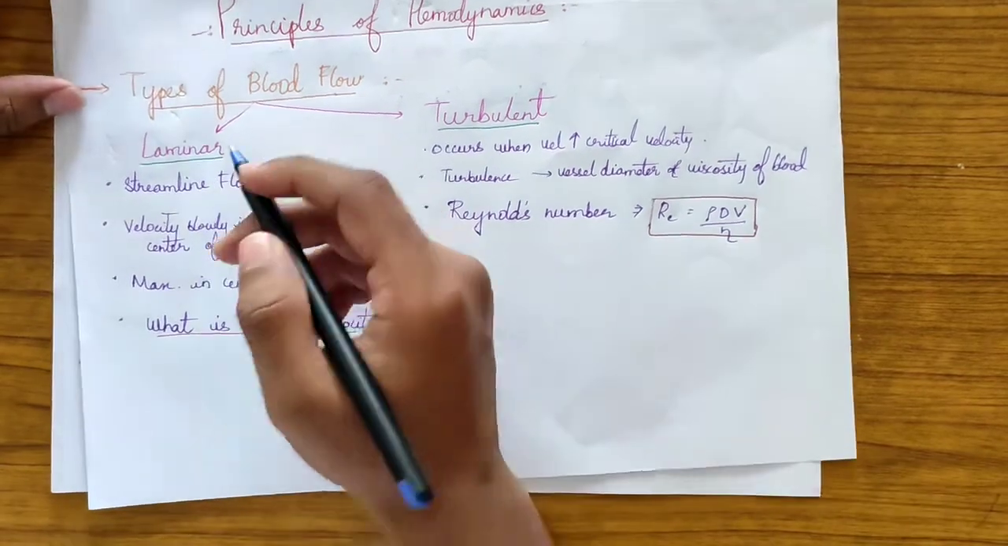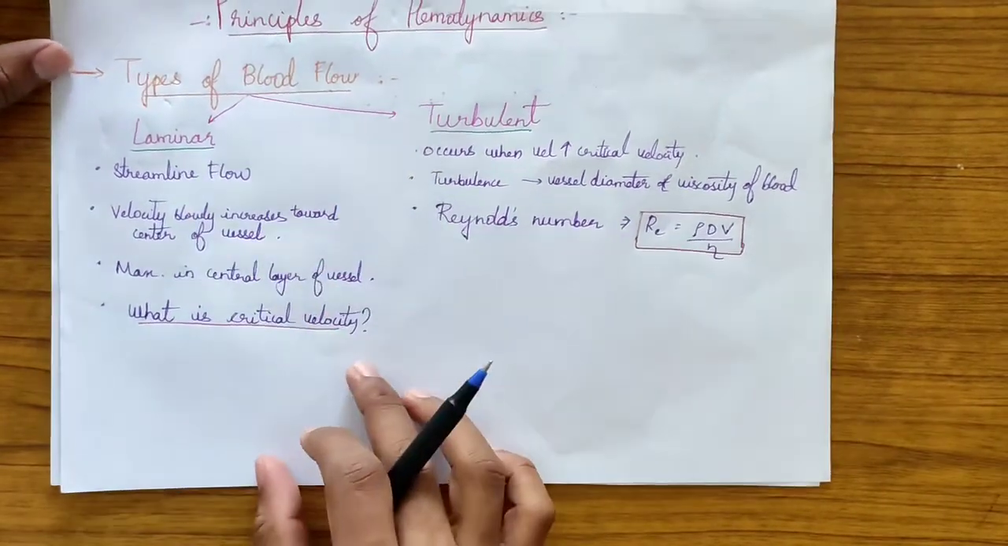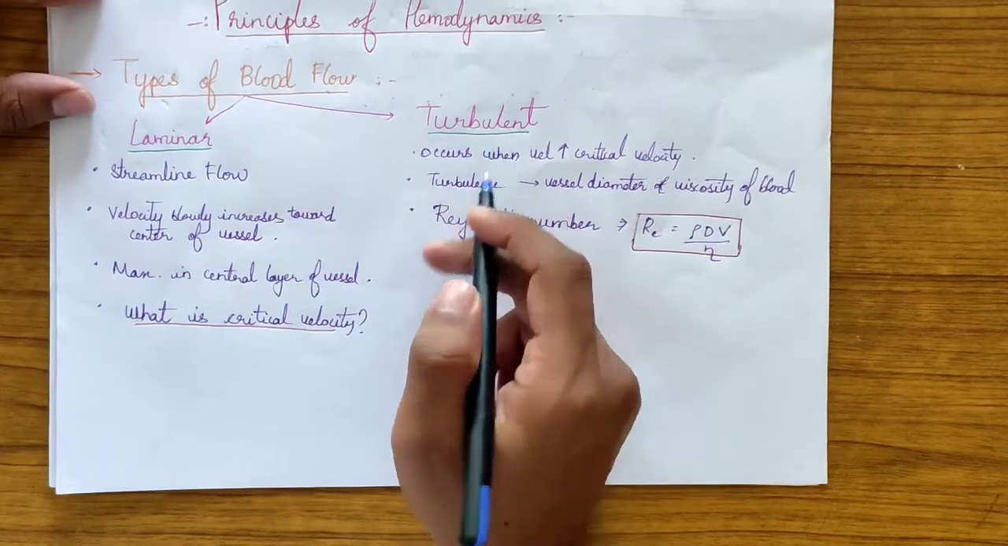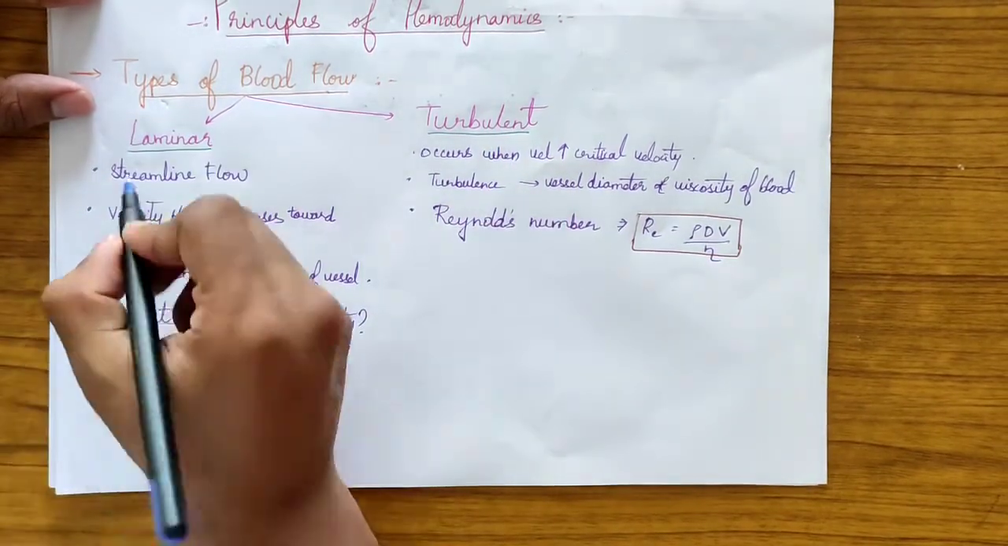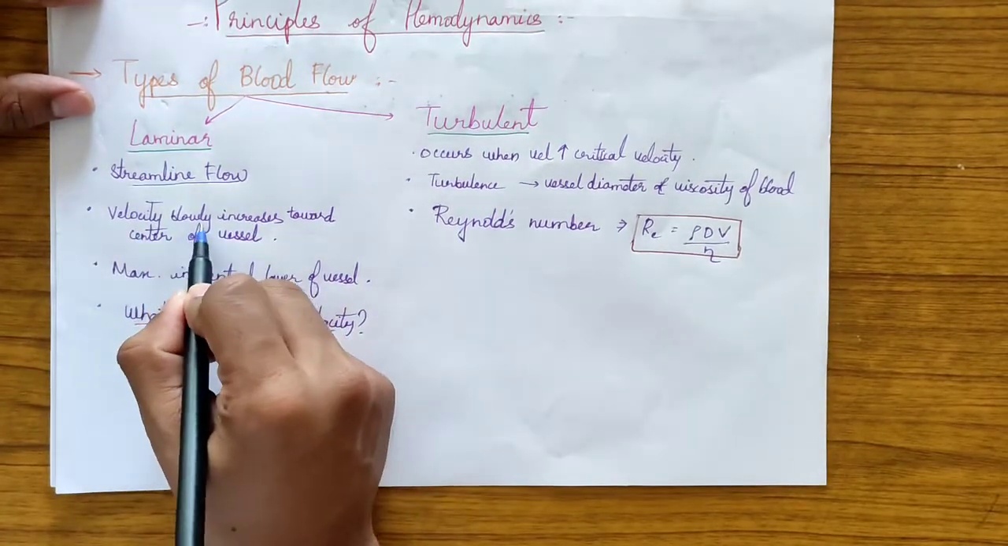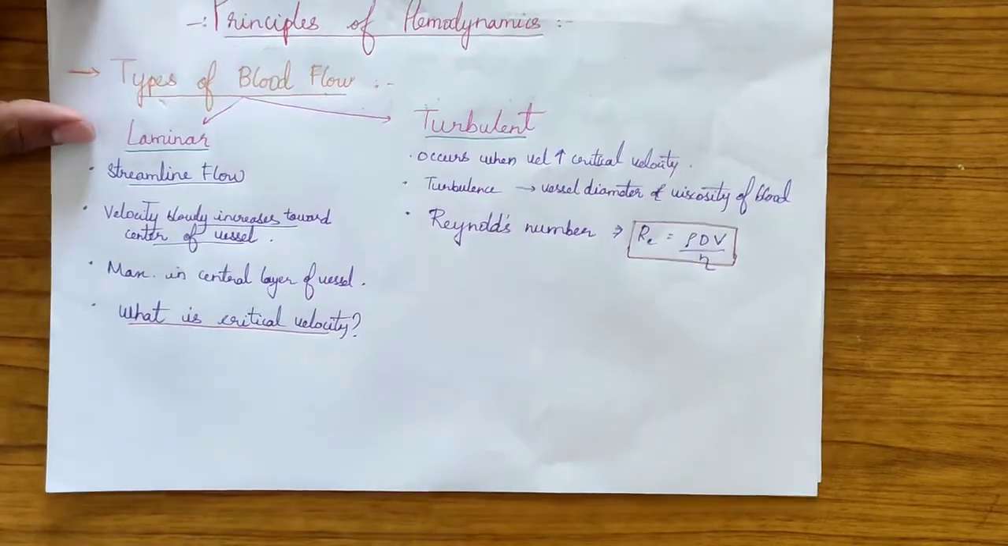So let's start. The first one is the types of blood flow. There are majorly two types of blood flow that are laminar and turbulent blood flow. The laminar blood flow is nothing but the streamline flow. In this, the velocity slowly increases towards the center of the vessel.